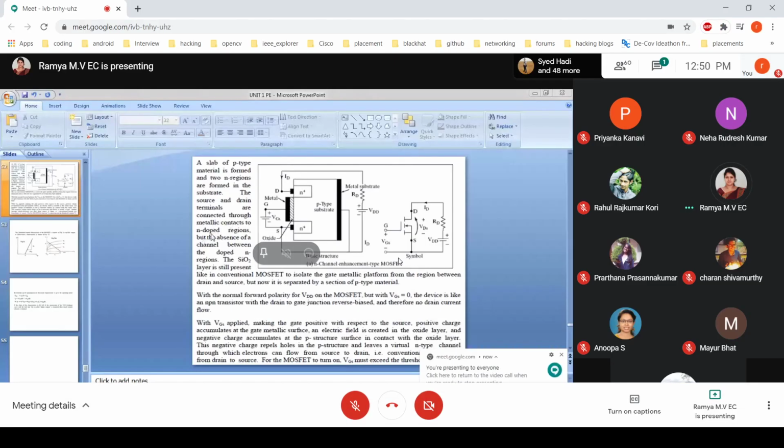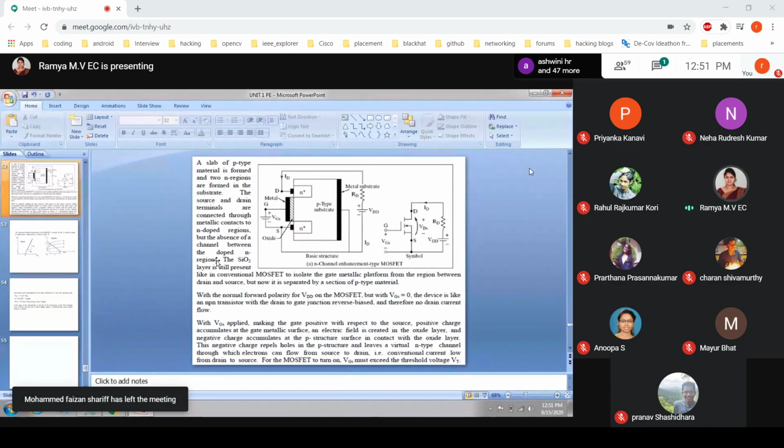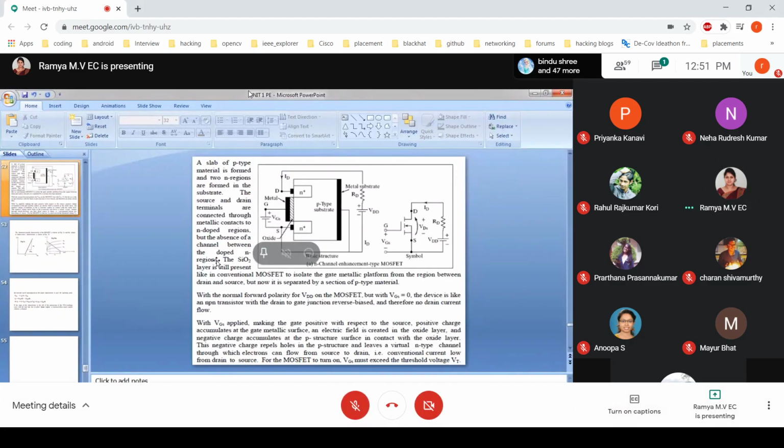We have a slab of p-type material formed and two n regions formed in the substrate. The source and the drain terminals are connected through the metallic contacts to the n doped regions. There is an absence of the channel between the doped n regions. The SiO2 layer will still be present, like the conventional MOSFET, to isolate the gate metallic platform from the region between the drain and the source. But now it is separated by the section of P-type material.